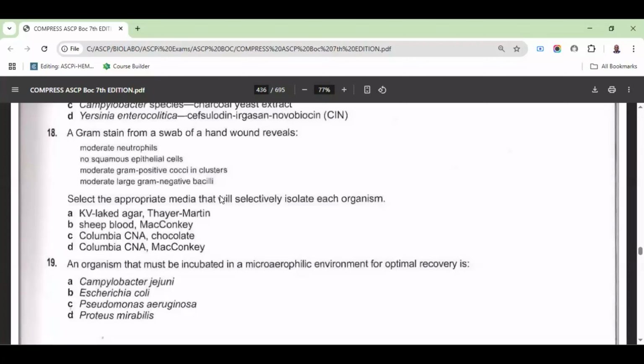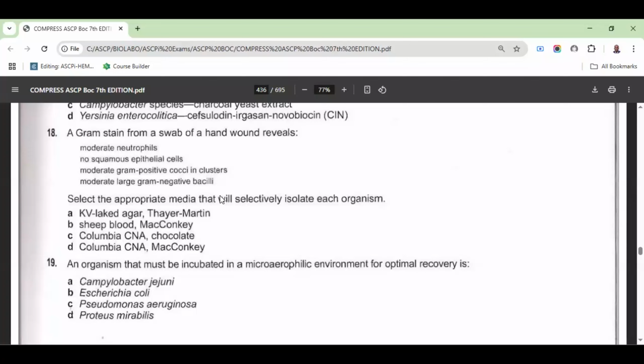Select the appropriate media that will selectively isolate each organism. We have two organisms here: gram-positive cocci in clusters and large gram-negative bacilli. The options are KVLB, Thio, Martin agar, sheep blood agar, MacConkey agar, Columbia CNA with chocolate, and Columbia CNA with MacConkey agar. Which one is good? D, Columbia CNA and MacConkey agar.